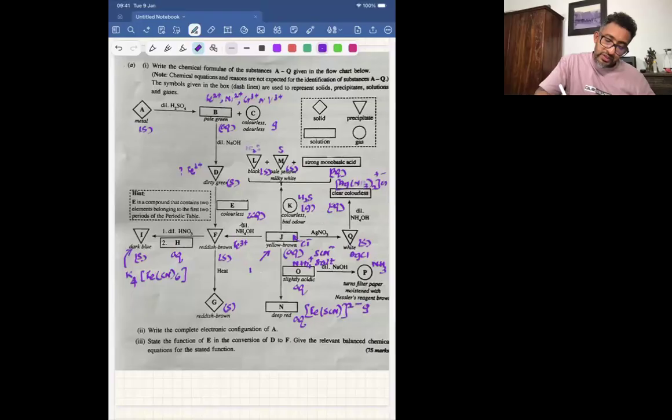Strong monobasic acid. Chloride, HCl. This might be FeS, ferrous sulfide, because it can undergo reduction. Dirty green color, colorless. E is a compound that contains two elements belonging to the first two periods in the periodic table. We're going to make a hydrogen peroxide in there. So that oxidizes. Now I think it is okay.